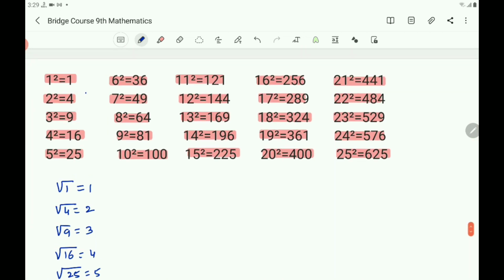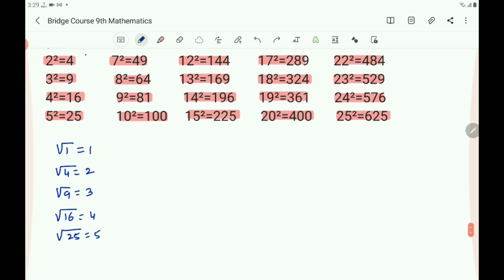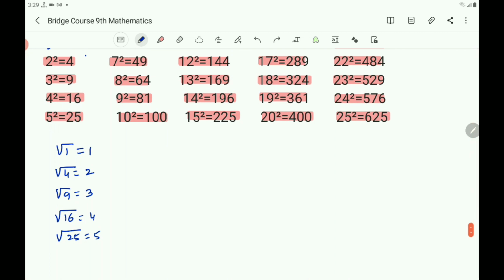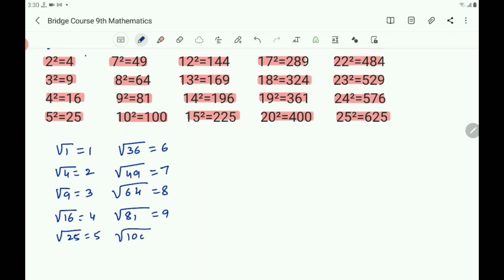Here 1 square is 1, square root of 1 is 1. 2 square is 4, square root of 4 is 2. And next, you can take square root of 36 equals 6. Square root of 49 is 7. Square root of 64 is 8. Square root of 81 is 9. Square root of 100 is 10.